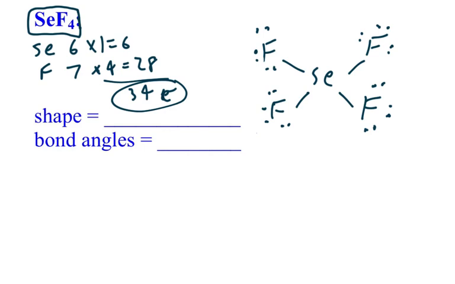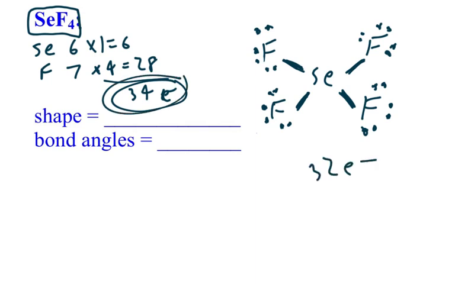So let's do a quick count here. 2, 3, 4, 5, 6, 7, 8, 9, 10, 11, 12, 13, 14, 15, 16, 17, 18, 19, 20, 21, 22, 23, 24, 25, 26, 27, 28, 29, 30, 31, 32. We're 2 short. This one has 32. We need to have 34. Whenever you're short, the rule is add the extra electrons to the central atom. So now it matches. We added 2 more electrons, so now we got 34.